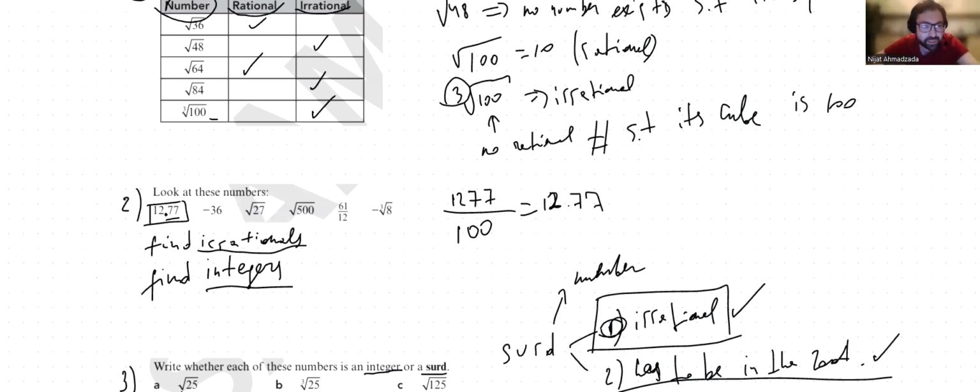This one, negative 36, is an integer. This one, square root of 27, is irrational, because there is no number that you can square and get 27. And you can do the other parts.